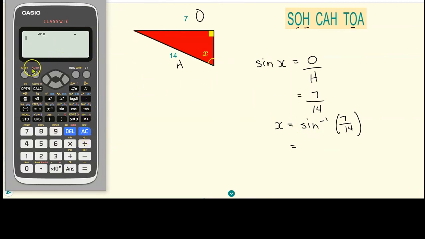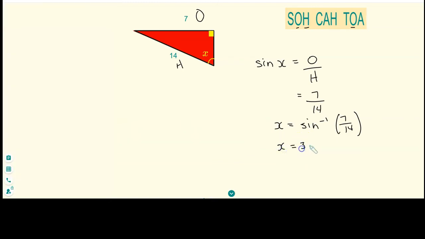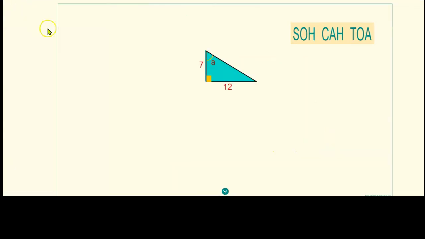So arc sine. Again click on shift here, because arc sine is the yellow bit just behind sin. So there, of 7 over 14. You can also write that as 7 divided by 14. Close bracket, click on equal sign, and you have 30. So angle x is equal to 30 degrees. Have a go at this triangle. Press the pause button and press play again when you're ready to see the answer.